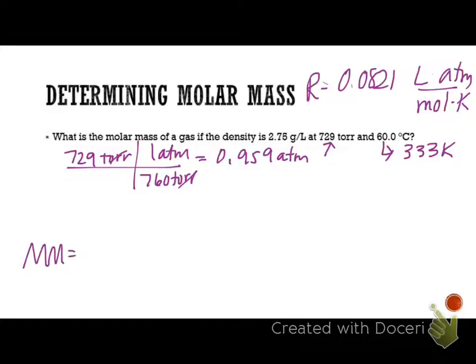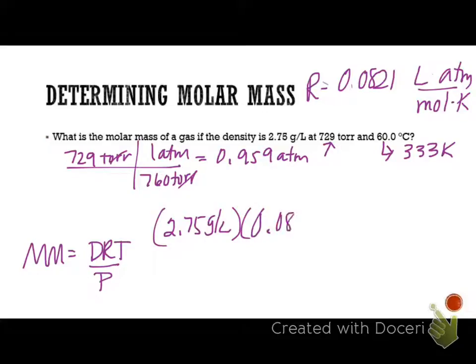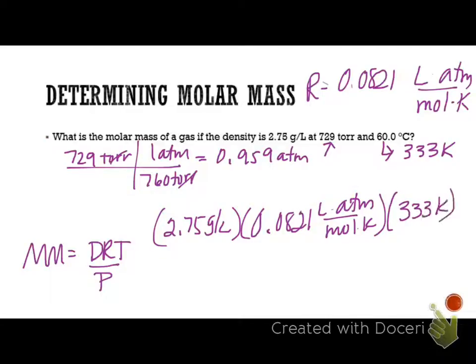Molar mass is equal to dRT over P. So now density they gave us as 2.75 grams per liter. R, of course, is 0.0821 liters times atmosphere over mole times K. And then our temperature was 333 Kelvin divided by 0.959 atmosphere.